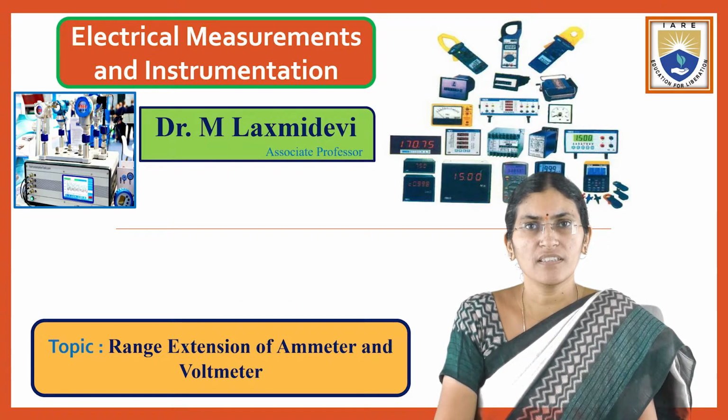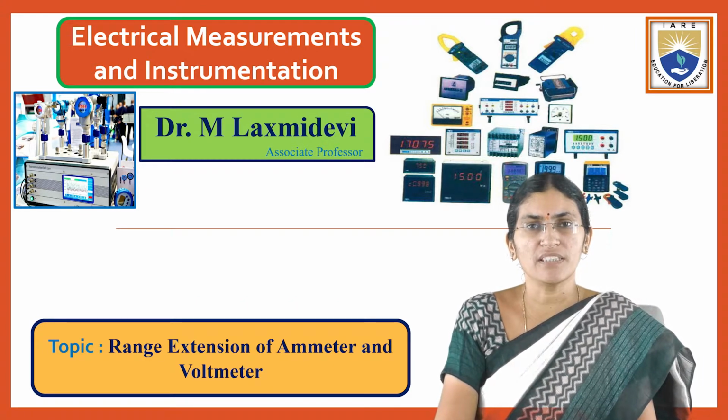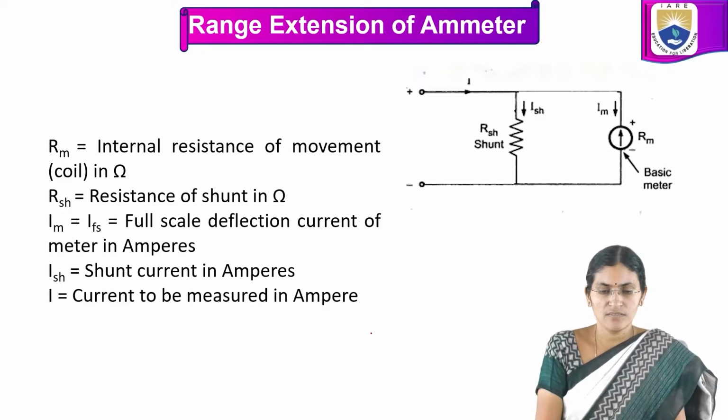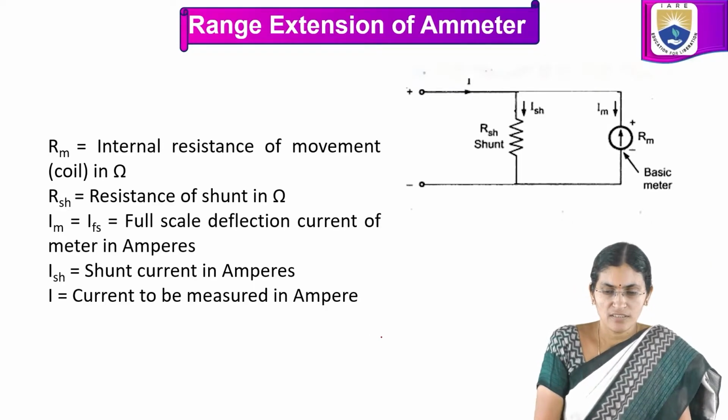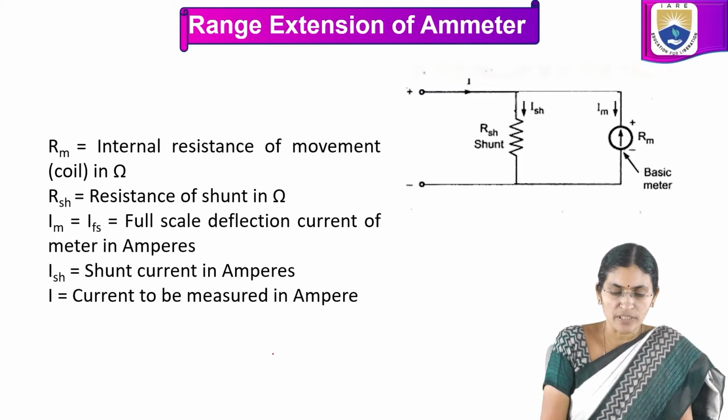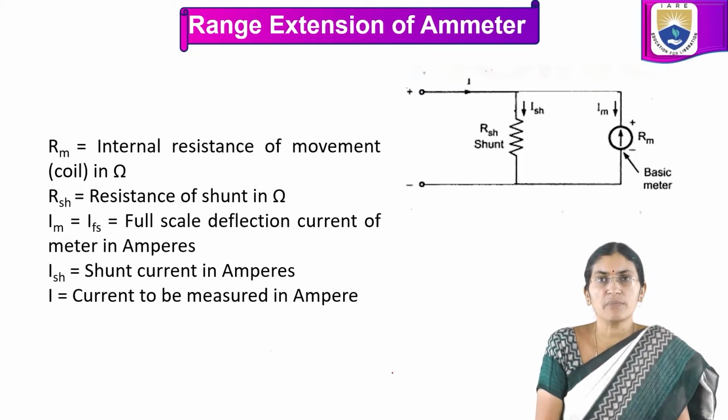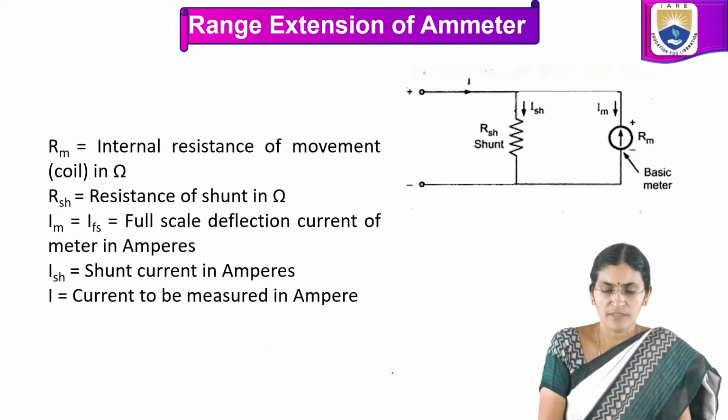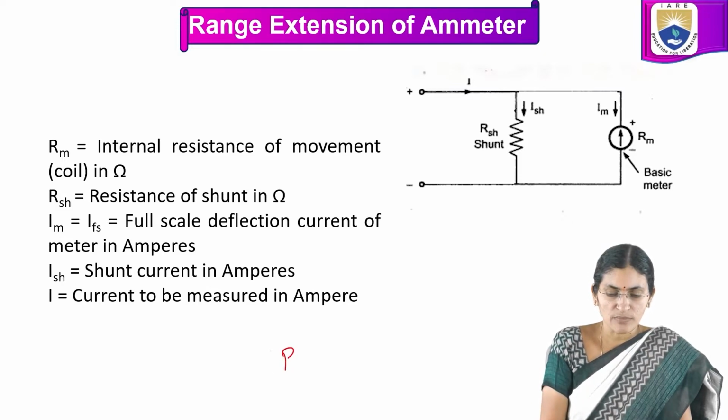Today's topic is extension of range of ammeter and voltmeter. First, let us see range extension of ammeter. So, we are talking about PMMC type instruments. PMMC instrument, we have seen that it is a permanent magnet moving coil instrument.